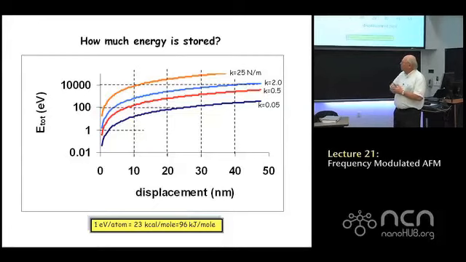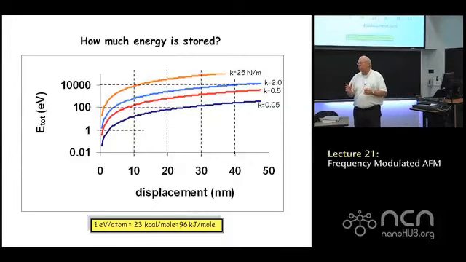On the other hand, if you have a very soft cantilever, something on the order of 0.05 newtons per meter, and you displace it by 10 nanometers, the amount of energy stored is still significant. It's about 50 electron volts, right? But that amount of energy is significantly smaller than the amount of energy stored in these real stiff cantilevers.